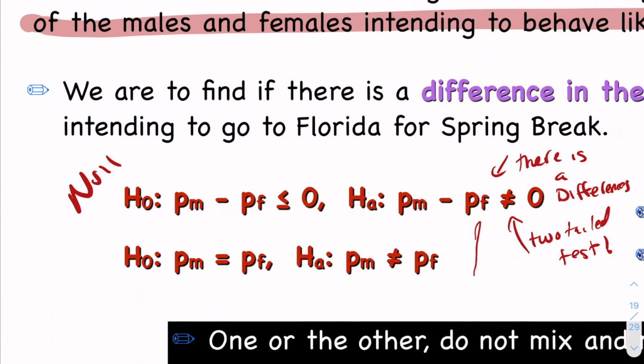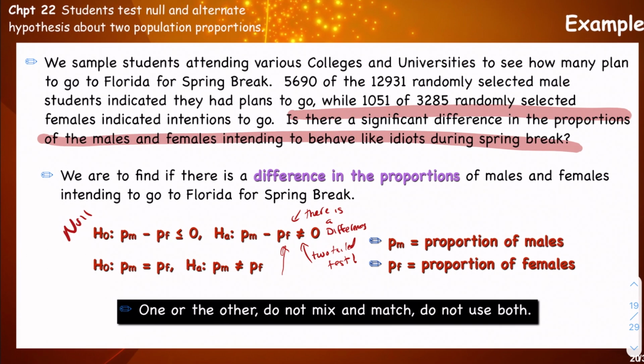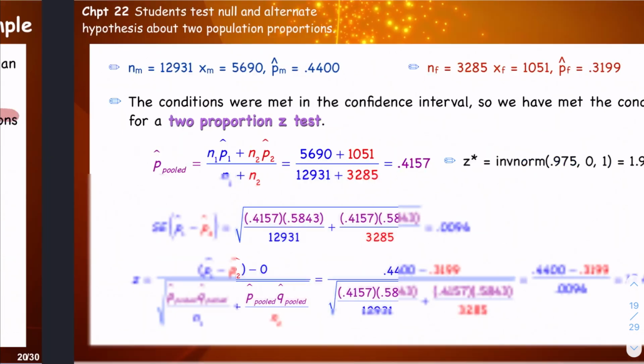I prefer these ones. Also note the subscripts matter, so the M and the F are male and female, not just 1 and 2. And we're going to indicate that over here. Just give a key for your reader so they can follow along with what you're doing. One or the other. Do not mix and match. Do not use both. So pick one of these ways to write your null hypothesis.